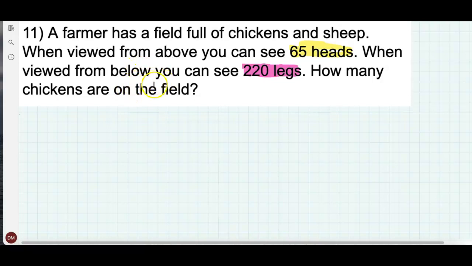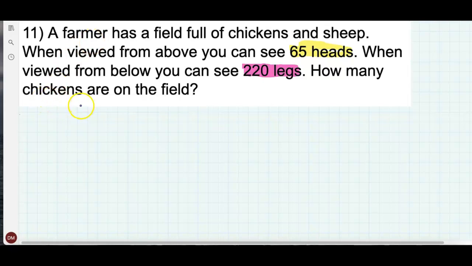Alright, how many chickens on the field? We're probably going to find out how many sheep there are too, but well, we don't have to. Alright, so that's all it's asking for. So how do we find out the total number?